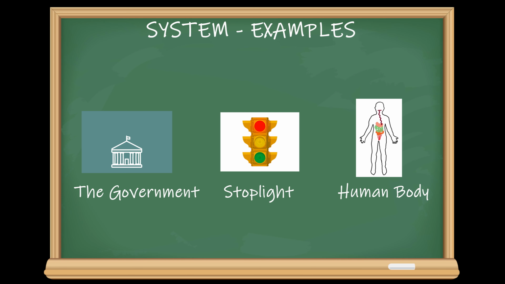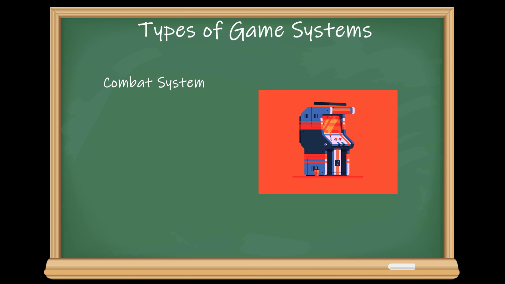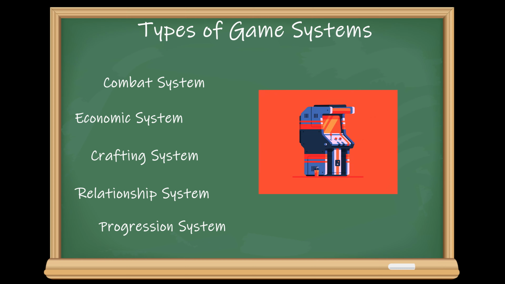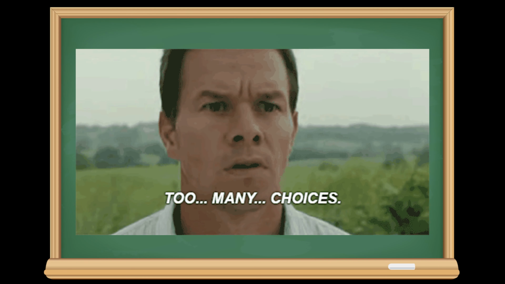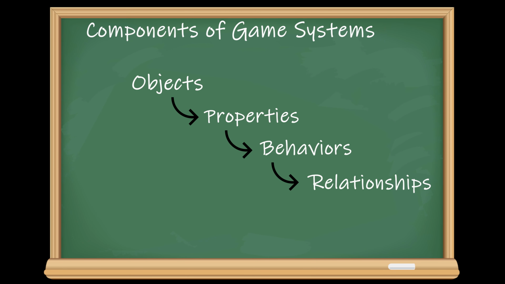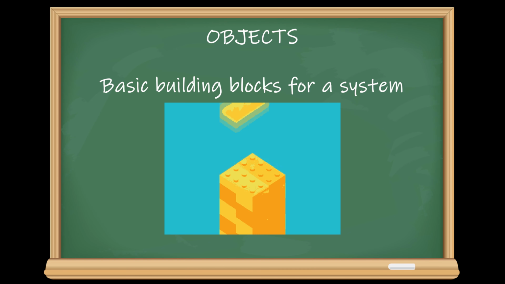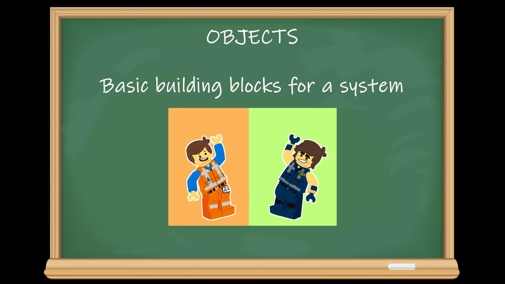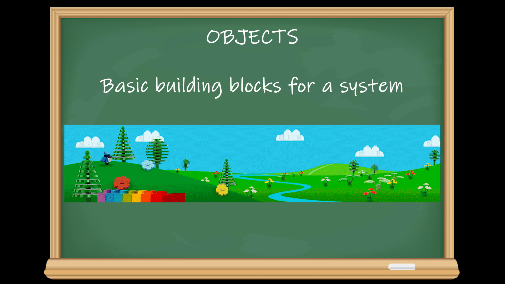Generally speaking, games usually have tons of systems in them that define how it actually works. There are combat systems, economy systems, progression systems, among others. Systems are composed of objects, properties, behaviors, and relationships. The objects are the basic building blocks for a system. This can be the character or enemies, even the levels themselves.